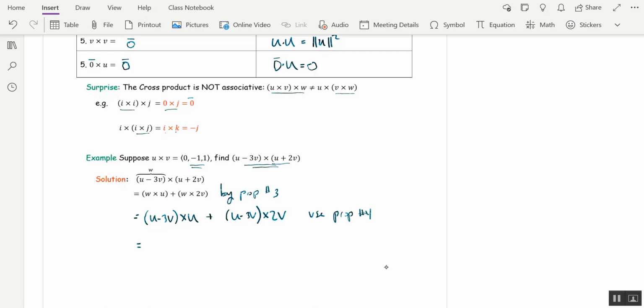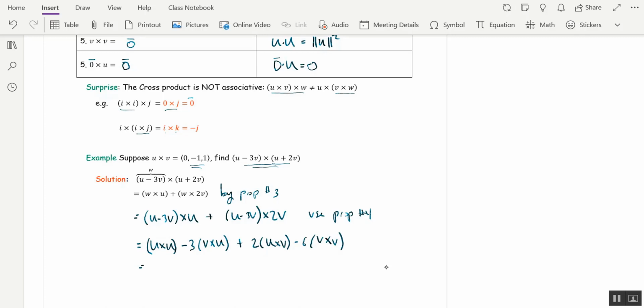So if I start on the left here, I'm going to get u cross u, parentheses, then minus 3, I'll pull out the minus 3, v cross u, plus, now again, I'll distribute the 2v, I'll pull out the 2, so 2 u cross v minus 6 v cross v.